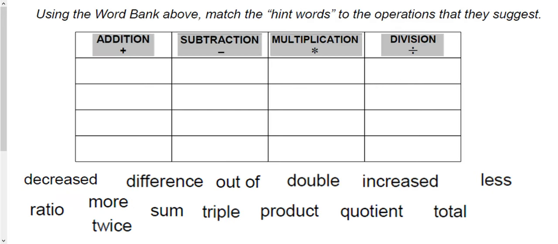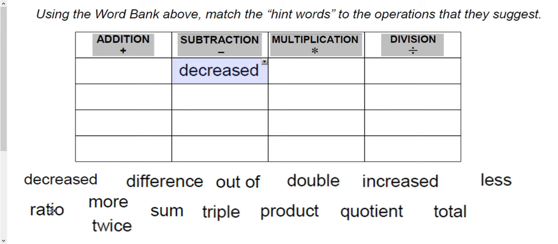So first we look at a few keywords that will help us decide on addition, subtraction, multiplication, and division. So we'll go ahead and fill out this chart here. Decreased is associated with subtraction. If you take a number and decrease it by some other number, you're going to be subtracting.